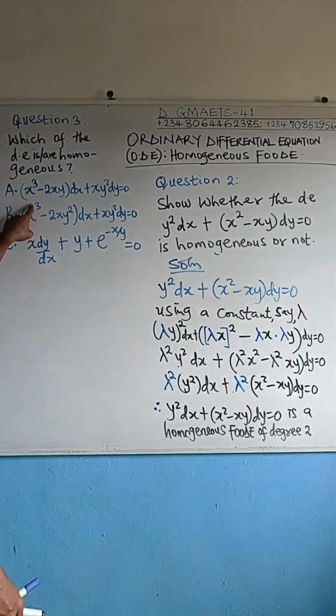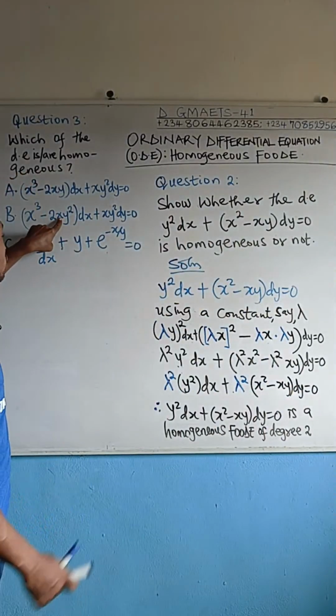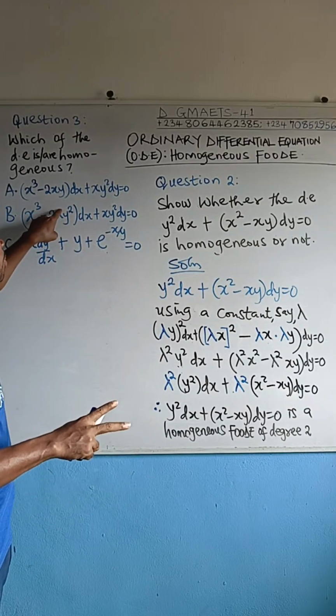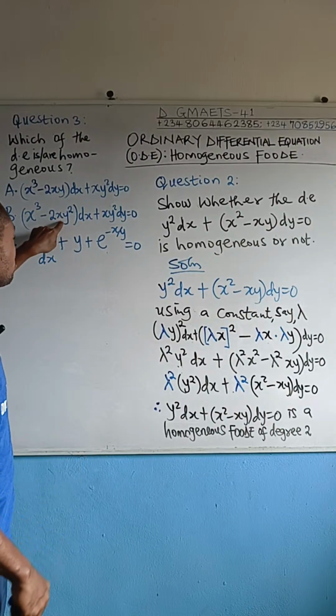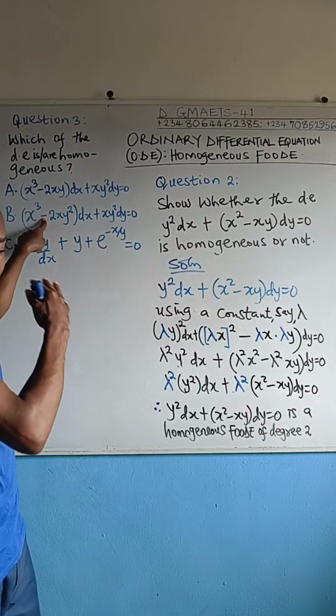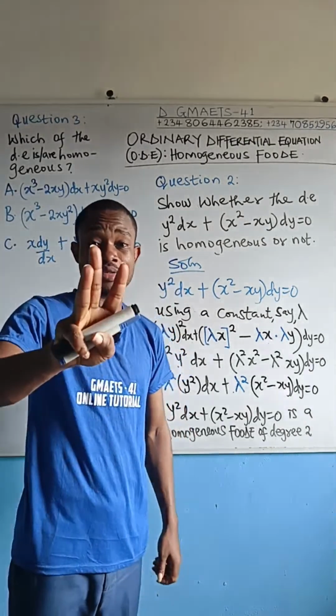This is x raised to power 3. If you come to this part, this is x raised to power 1, added to y raised to power 2. If you add it, 1 plus 2, you will get 3. So this part is degree 3. This part is degree 3. You have minus, so you factorize the common degree, which is degree 3.